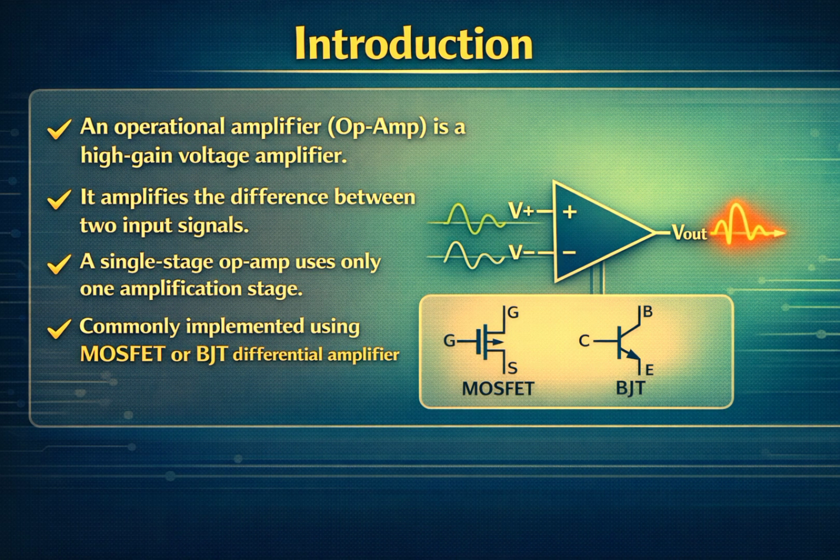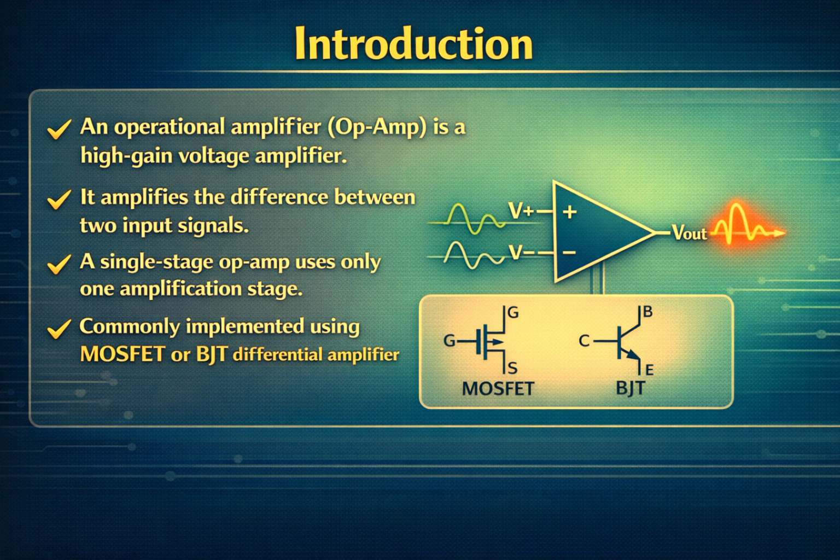Introduction. An operational amplifier, commonly called an op-amp, is a high-gain voltage amplifier. It amplifies the difference between two input signals. Unlike normal amplifiers that amplify a single input, an op-amp works on differential input, meaning it takes two inputs: non-inverting input, Vin+, and inverting input, Vin-. The output depends on the difference between these two voltages.